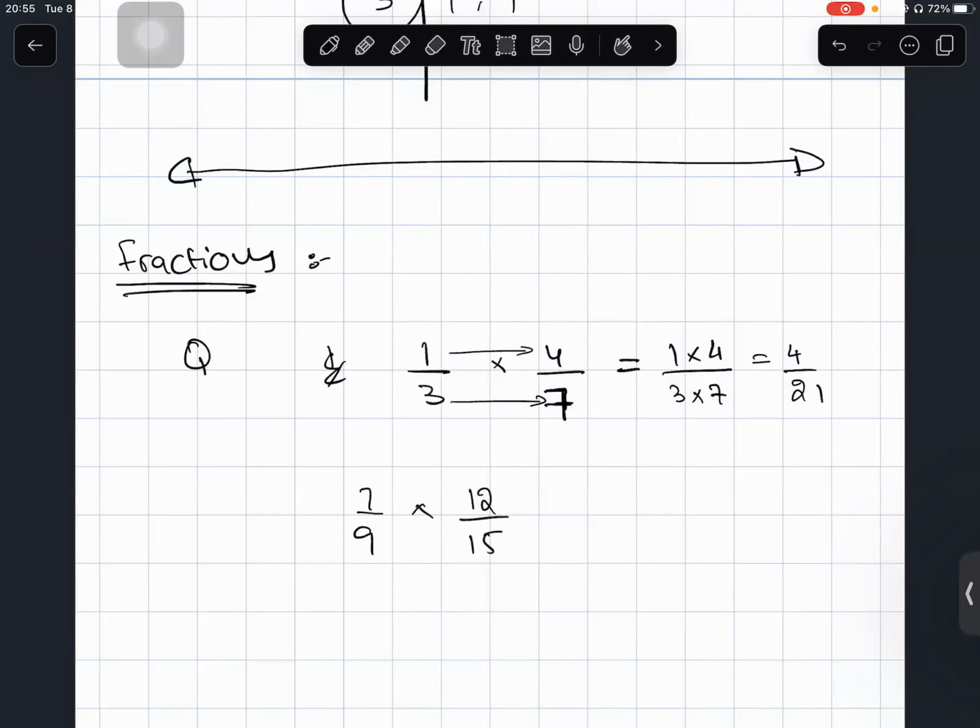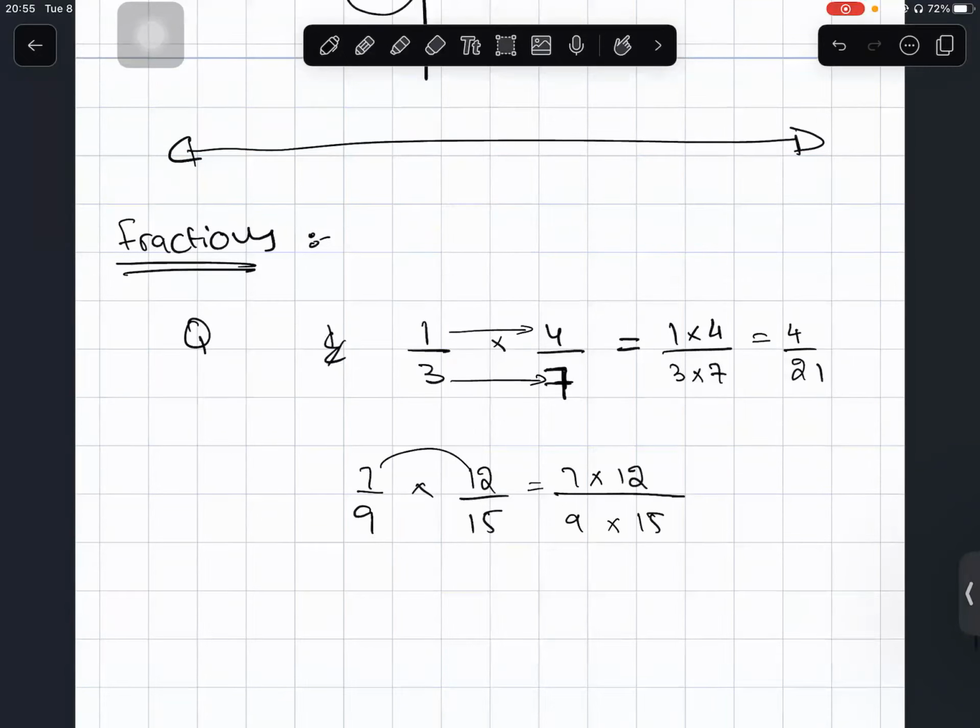15, for example, right? So this would be 12 times 7, or 7 times 12, which means the same thing, and 9 times 15. So your answer would be 84. 12 times 7 is 84, and 15 times 9 is 135. Do you get the idea? It's very basic. You just multiply the numerator with the numerator and the denominator with the denominator. Any question, any confusion?